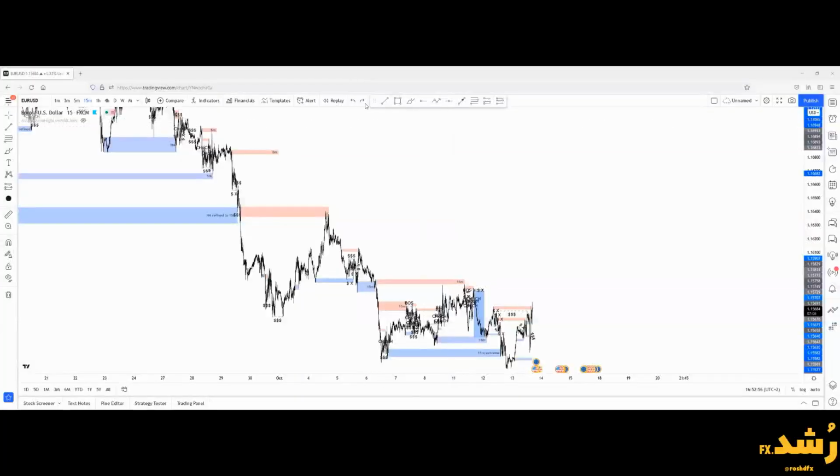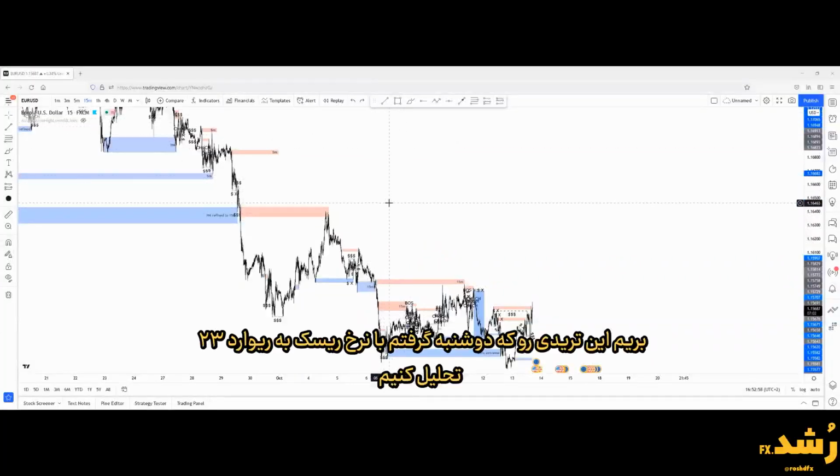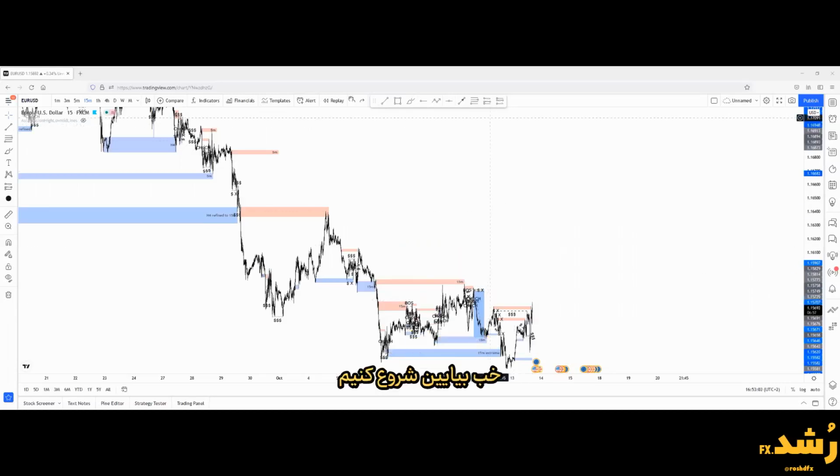So, hello guys. Let me do a quick breakdown on this 23 risk reward trade I took yesterday. Not yesterday, on Monday. So, okay, let's begin.